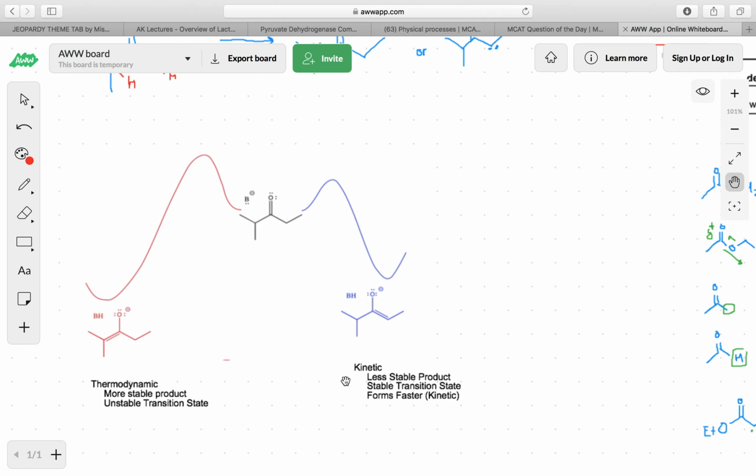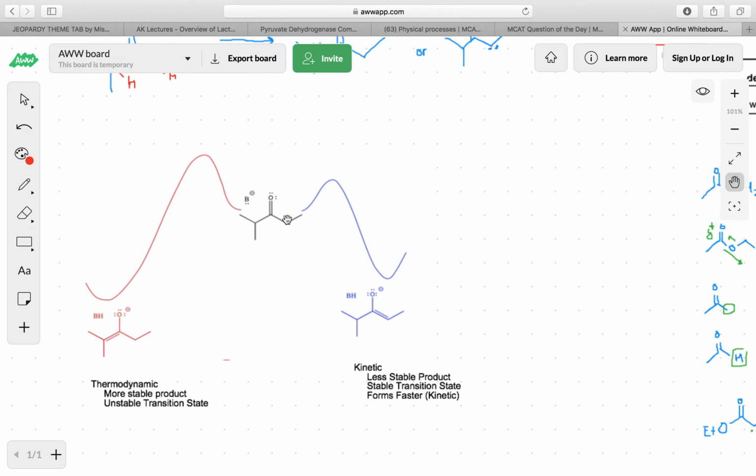Our kinetic product, on the other hand, doesn't have as stable a product because its alkene isn't as substituted. Because of this, it's not that great. However, if we look at our activation energies, we know that the kinetic product has a much lower one. And we know that the activation energy is your main barrier. So theoretically, even though this isn't the best product you can form, it'll form faster. And that's why it's called the kinetic product. Kinetic, you can think of it like kinetic energy from physics. It wants to move fast.